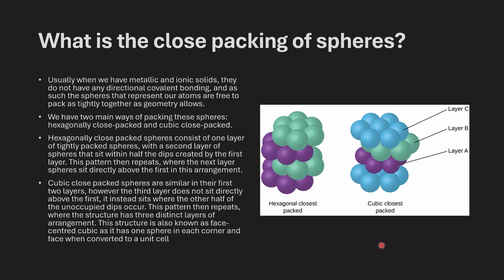Cubic close packed spheres are similar in that their first two layers are identical to the hexagonally close packed pattern, but the third layer does not sit directly above the first and instead sits in the dips that the second layer did not occupy within the first. As we can see, it almost looks like a sort of offset here. This pattern then repeats where the structure has those three distinct layers over and over, and it's called face-centered cubic, and this one's called hexagonal closest packed because when you define it as a unit cell, this takes a hexagonal form and this takes a cubic form.